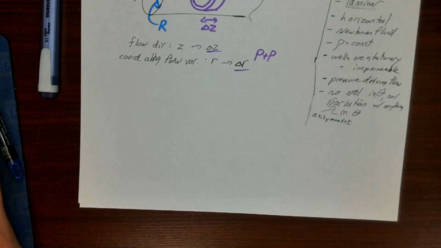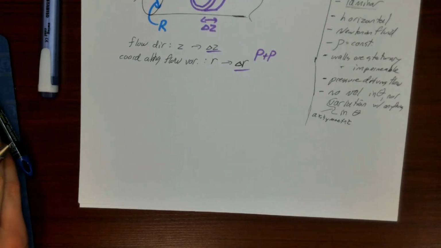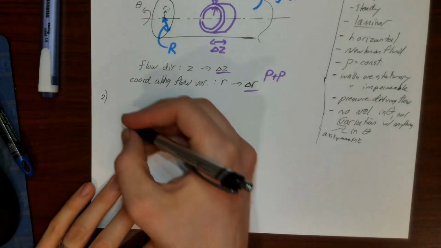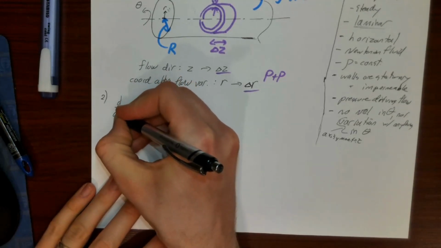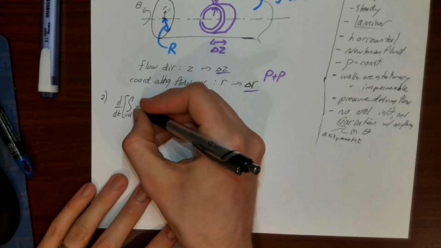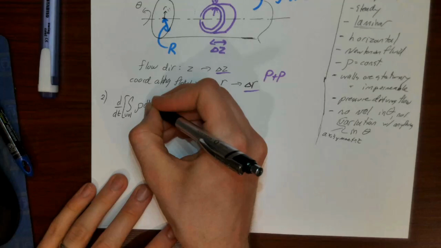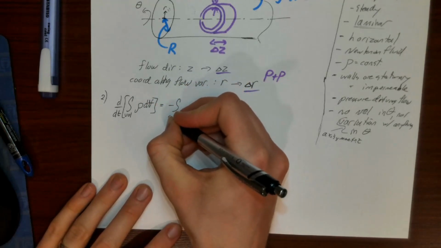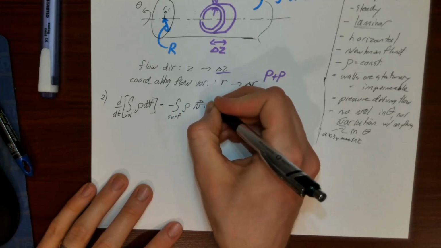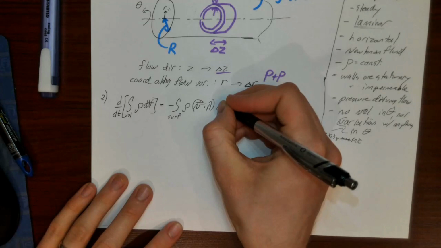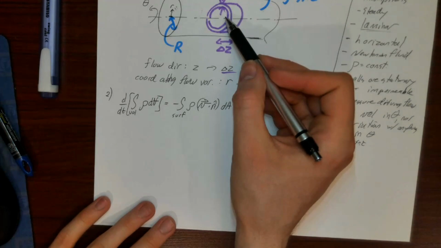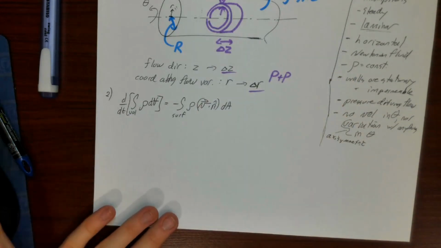All right, so what's that going to look like? Let's move on to step 2, where we're applying conservation of mass. We have d dt of the integral over the volume of our shell of rho dV is equal to minus the integral over the surface of rho times v dot n dA. This is the general form of conservation of mass. Of course, we have this control volume right here, so we need to break it up into a couple of pieces.